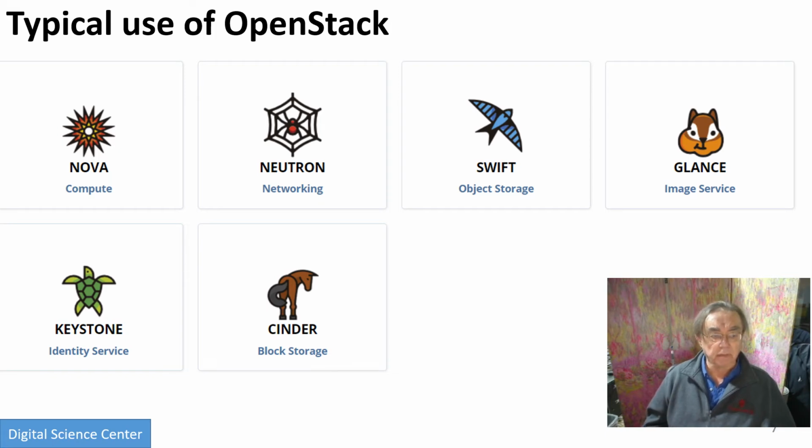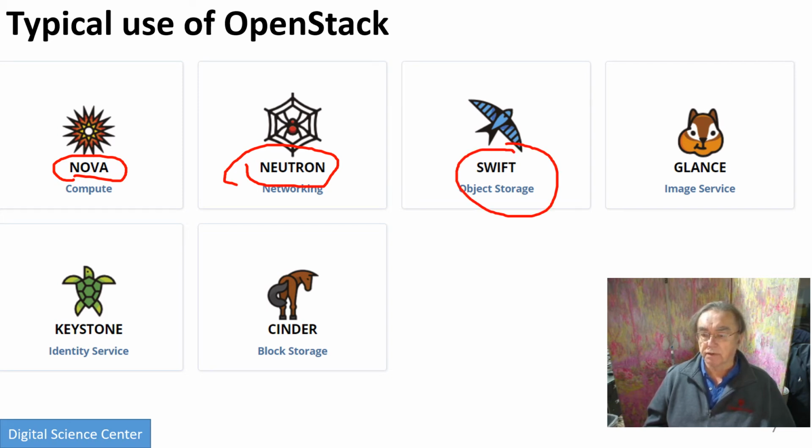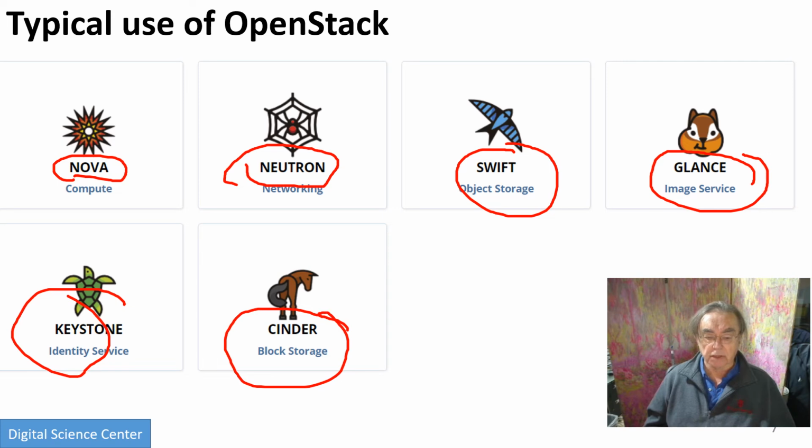Here are some of those many capabilities. These are the ones you typically use. Nova, which is equivalent to EC2 on Amazon. Neutron, the networking. Swift, the object store, which is equivalent to S3. Glance, the image service. Security is Keystone, and Cinder is storage on the actual disk on the computer.